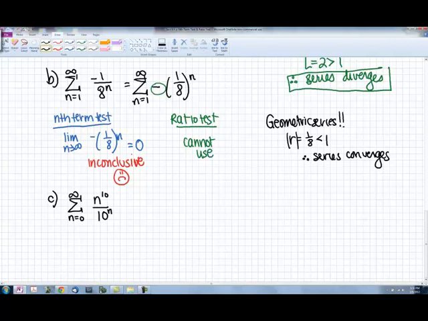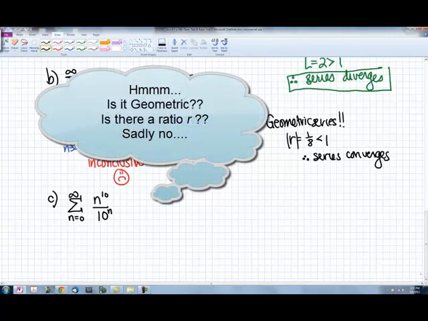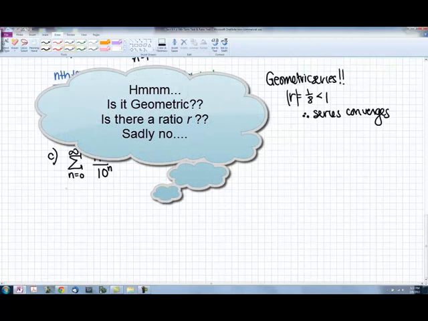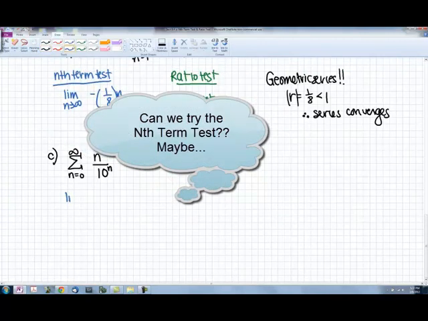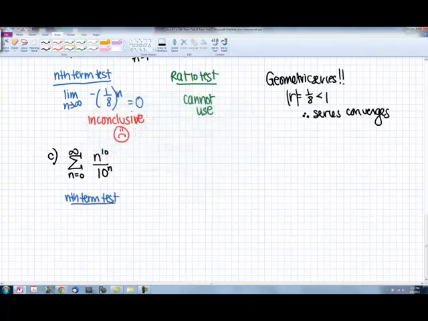N to the 10th over 10 to the n. Is it geometric? Let's try starting with that one this time. Do you think we can try to use the nth term test? Nth term test again means you got to take the limit. Can we take the limit? As n approaches infinity, n to the 10th over 10 to the n, which one's growing faster? Unfortunately, the exponential function grows faster, so this is going to be 0.